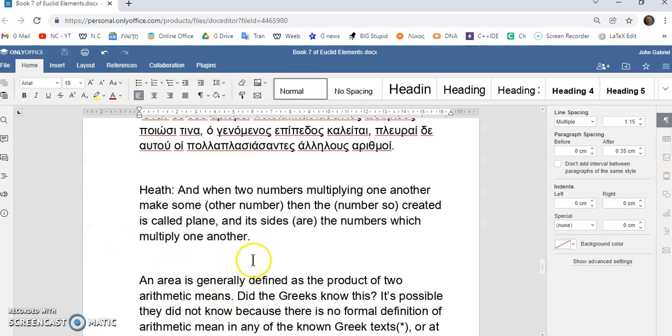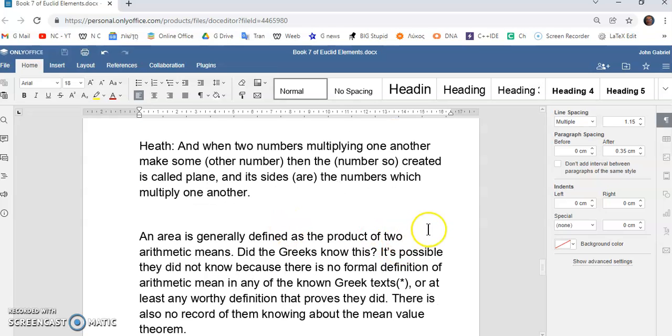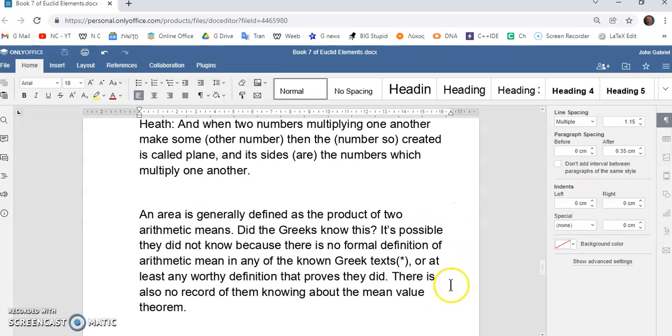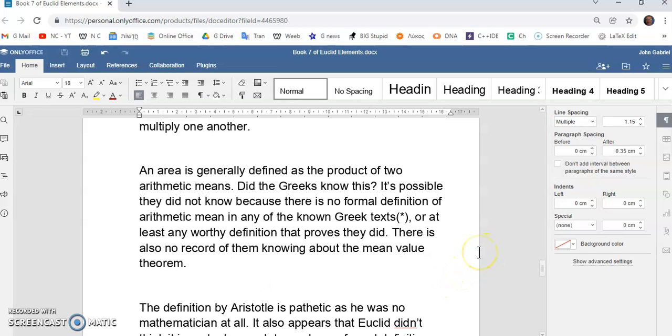I was the first to realize this in human history. Did the ancient Greeks know this? It's possible that they did not know because there is no formal definition of the arithmetic mean in any of the known Greek texts. And when I say no formal, I mean no valid formal definition. Because if you take a look at what Aristotle did, it's pathetic. And Aristotle was no mathematician at all. He was more of a philosopher and a logician.